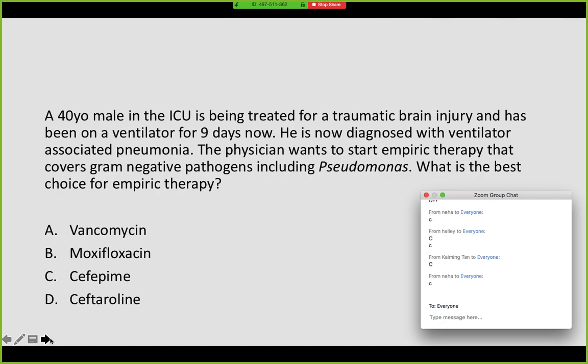Right, good job. Cefepime. So if we change this around a little bit, what fluoroquinolone could I give you as an answer choice that would cover Pseudomonas? Right, ciprofloxacin.